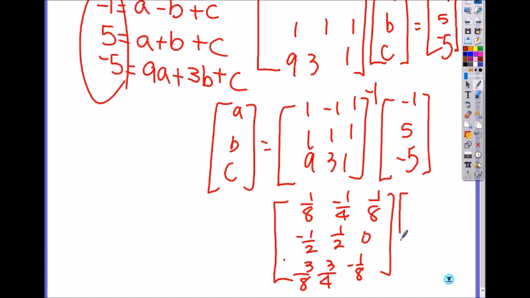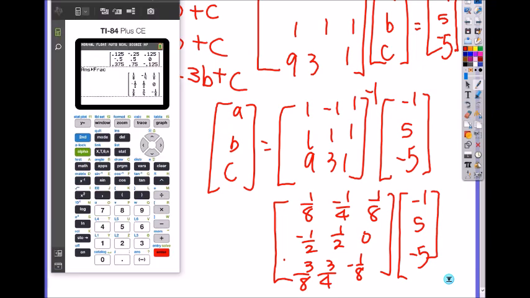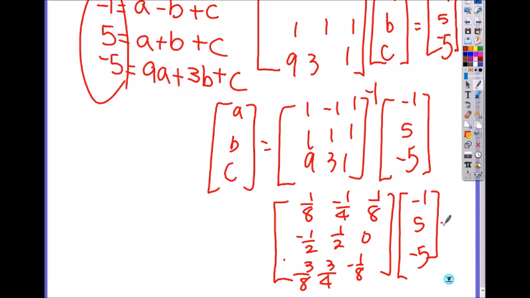Times what? Times negative 1, 5, negative 5. So now you multiply the inverse. Let me just rewrite the whole thing. A inverse times what? B. And you get negative 2, 3, 4. It equals negative 2, 3, 4.